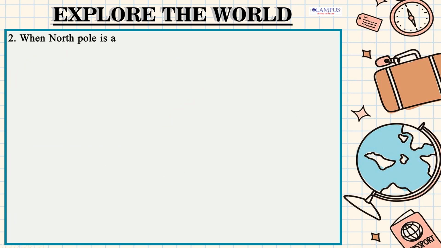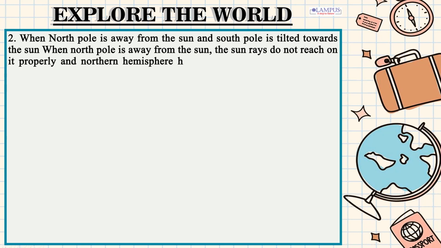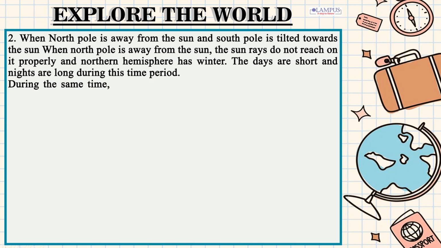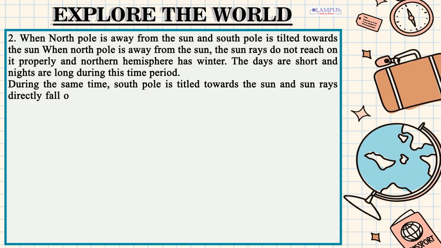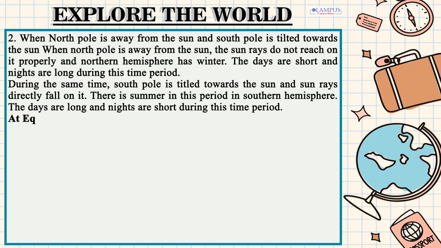2. When North Pole is away from the Sun and South Pole is tilted towards the Sun. When North Pole is away from the Sun, rays do not reach it properly and Northern Hemisphere has winter. The days are short and nights are long during this time period. During the same time, South Pole is tilted towards the Sun and Sun rays directly fall on it. There is summer in this period in Southern Hemisphere. The days are long and nights are short during this time period.